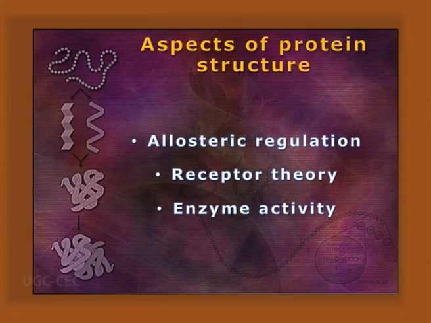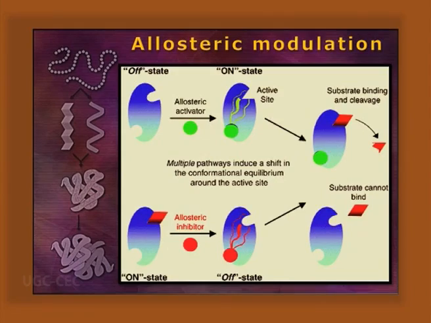It includes allosteric regulation, receptor theory as well as enzyme activity. First, let's talk about allosteric regulation. Now, what is allosteric modulation or regulation? Suppose in a multimeric protein, the conformational change happens in one subunit, so that can be manifested as the same conformational change in the other subunit. The structure and function all change together.